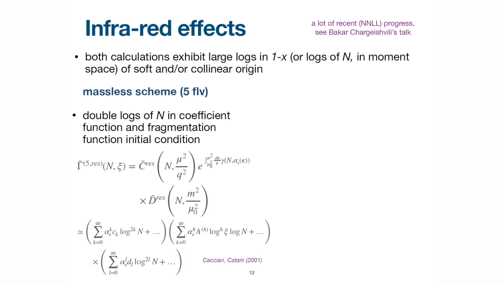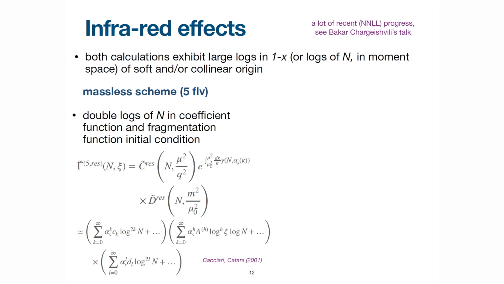What is the structure of the resummation of these logs? Well, in the massless scheme, the first resummation of these logs was performed by Matteo Cacciari and Stefano Catani a while back, at next-to-leading log. Now it is known actually to higher logarithmic accuracy. The structure of the calculation is the following. You have the product of a coefficient function, DGLAP evolution, and the initial condition. DGLAP evolution resums logs of the mass, and both the coefficient function and the initial condition are resummed in terms of logs of N.